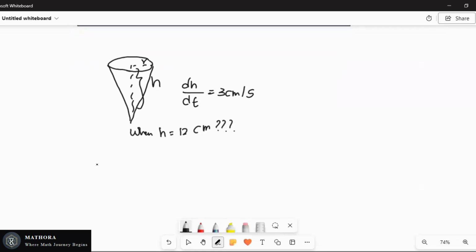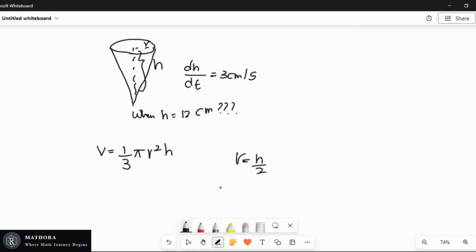Okay. So step number one, we need to write the formula for the volume of a cone. So it's going to be V equals one third times pi r squared times h. Step number two, relate r and h. If the cone's radius and height are proportional, then we need to substitute r into the equation. So that's going to be r equals h divided by 2, because the radius and height are proportional.